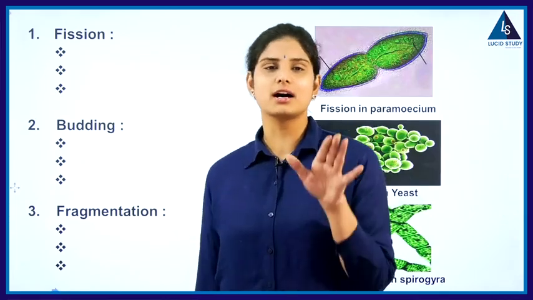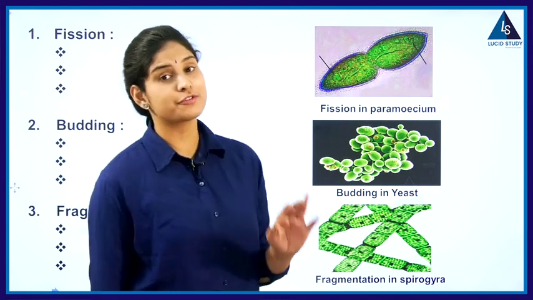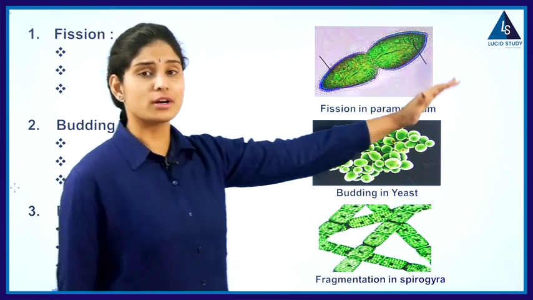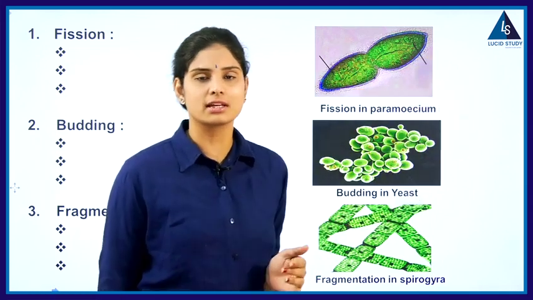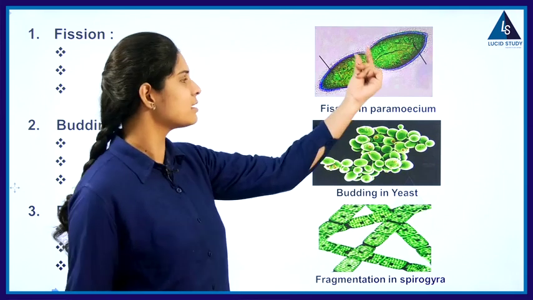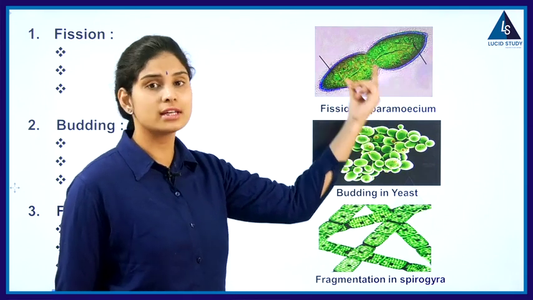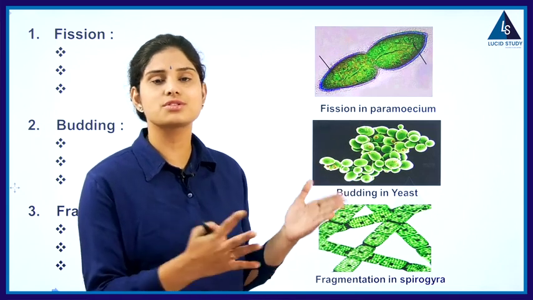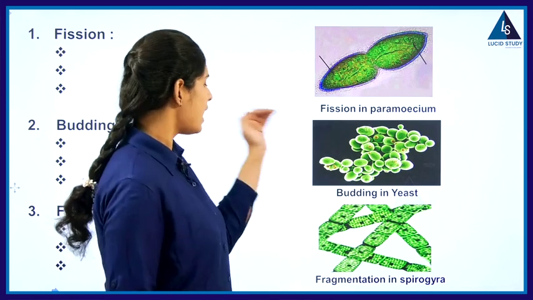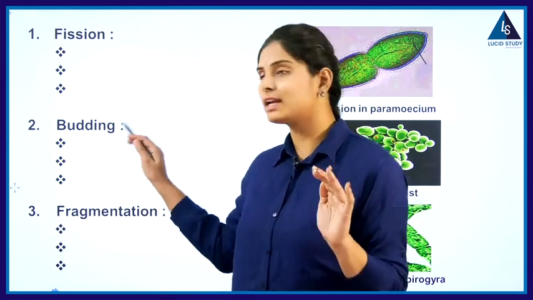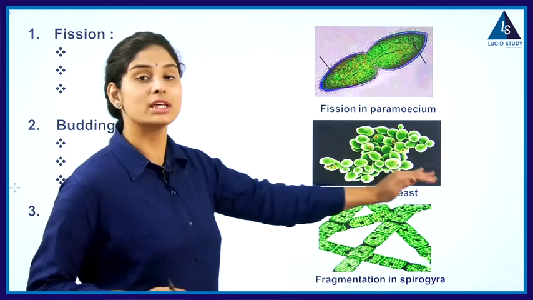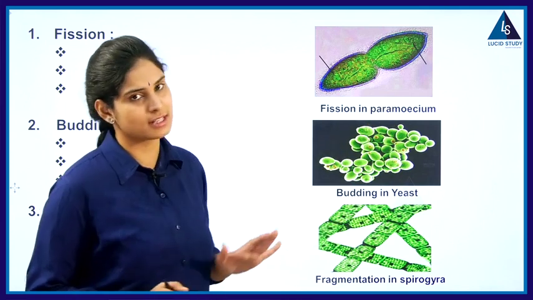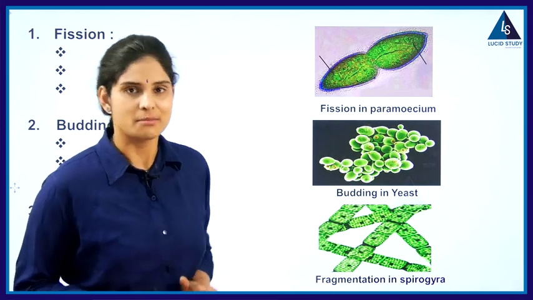Now if you observe, we were discussing fission, a type of reproduction. This is the fission that takes place in paramecium. You can see the parent, a single paramecium organism, divides into two and gives rise to the next generation. Next we were talking about budding, where we took the yeast example. This is how the budding process takes place in yeast, observed under a microscope.